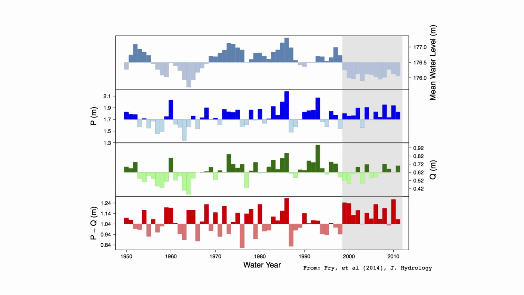And for all these panels, a bar that is going up that is dark represents a year that is above average, and a bar going down represents a year below average. So what you can see when you look at water level dynamics on Lake Michigan is that there are times when we're above or below average, but that we've been in a period here for the past 15 years of below average water levels on Lake Michigan. And so the question is, why?